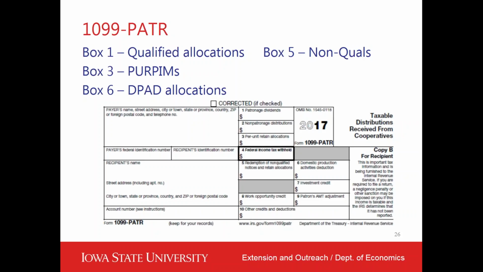It'll take a while to input it. Therefore, is box 5 not taxable? So I think I misspoke. Box 5 are the non-qualified redemptions. I believe, and someone should check me on this, these are not the notices of the non-qualified, these are the non-qualified redemptions.